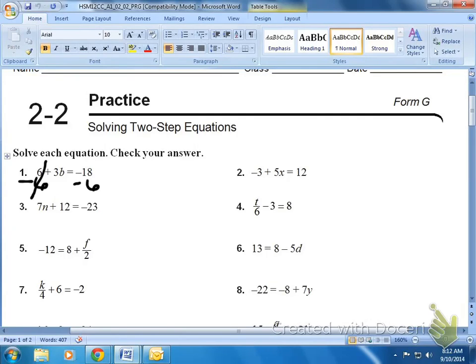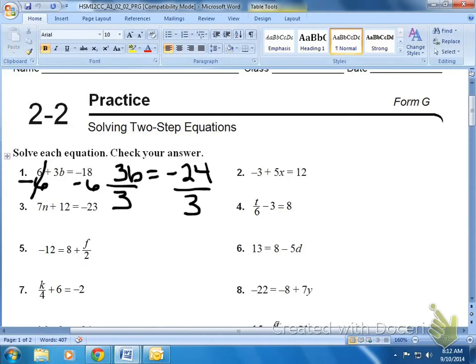These cancel out. You're left with 3b equals what? What is negative 18 minus 6? Negative 24. Very good. Okay? So 3b equals negative 24. Now we take away the 3. All right? So it is 3 times b, or multiplication. So you would do what? Divide by 3. You would divide by 3 to get b by itself.